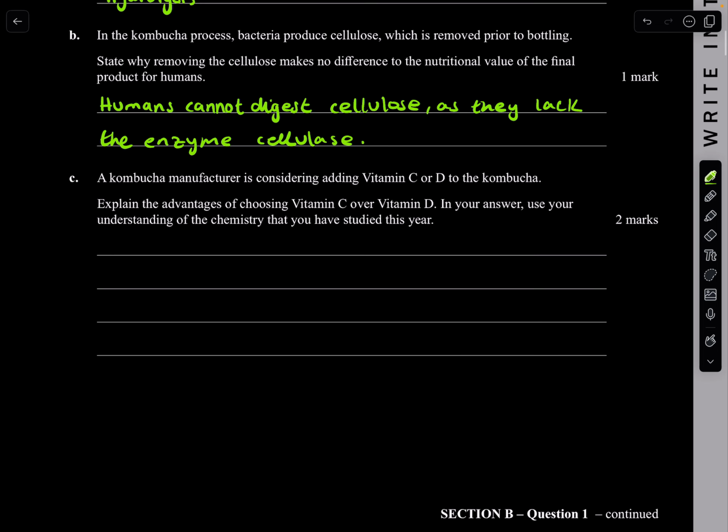Beautiful. C. A kombucha manufacturer is considering adding vitamin C or vitamin D to kombucha. Explain the advantages of choosing vitamin C over vitamin D in your answer. Use understanding of chemistry that you have studied this year. Now, we know that vitamin C is a polar molecule. We know that. And it's in your data book. It's polar, whereas vitamin D is non-polar. They're saying basically, why is it an advantage of choosing vitamin C? Let's look.